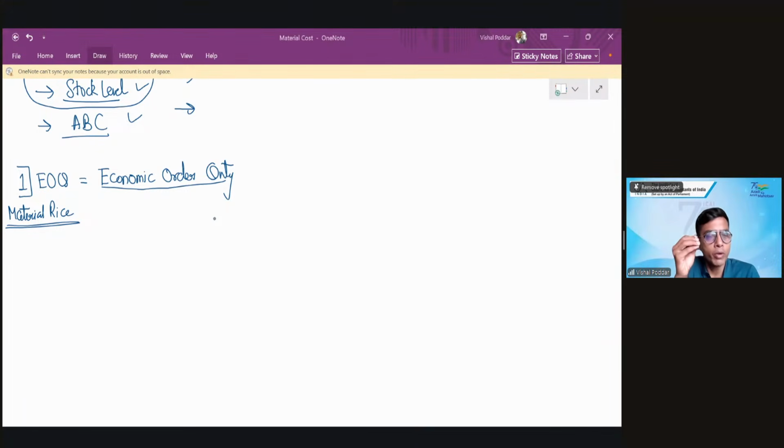See, now you'll realize that this is what you have actually done in your stores ledger. Using FIFO, LIFO, all those concepts, you first found out the value of material which is to be charged to production, which is shown in your issue column. And also you found out the value of closing stock, which is shown in your balance column.